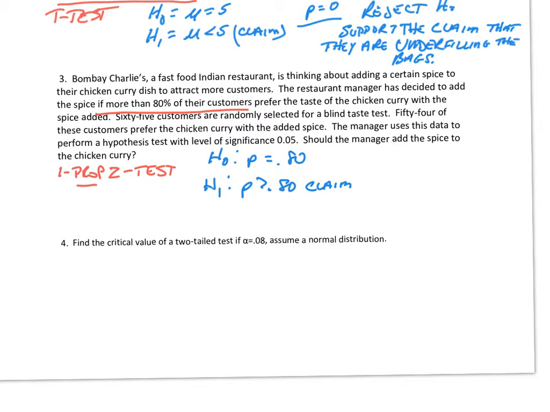Alright, with that said, I do a one prop z-test, and on my calculator, I have to remember the reason that I wrote 80% as 0.8 is because that's the way I need to type it in. So even if you write it 80%, which is fine, make sure you change it to a decimal when you get to your calculator. So he had 65 customers in a taste test. 54 prefer the spices. 54 is your X. 65 is your N. Your N is your total sample size. Your X is always going to be the smaller number.